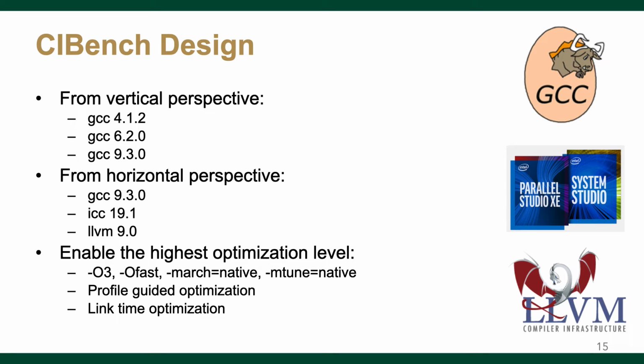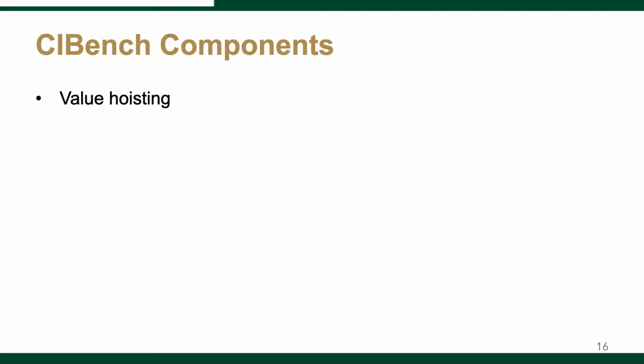Our study examined compiler behavior from both vertical and horizontal perspectives. Vertically, we chose 3 versions of GCC to study the implication of GCC compiler evolution on inefficiency optimization. Horizontally, we analyzed the 3 latest releases of state-of-the-art compilers, GCC, ICC, and LLVM, to study how they handle cross-compiler inefficiency. We have enabled the highest optimization level for them all. Now let's start with the first inefficiency type, value hoisting.